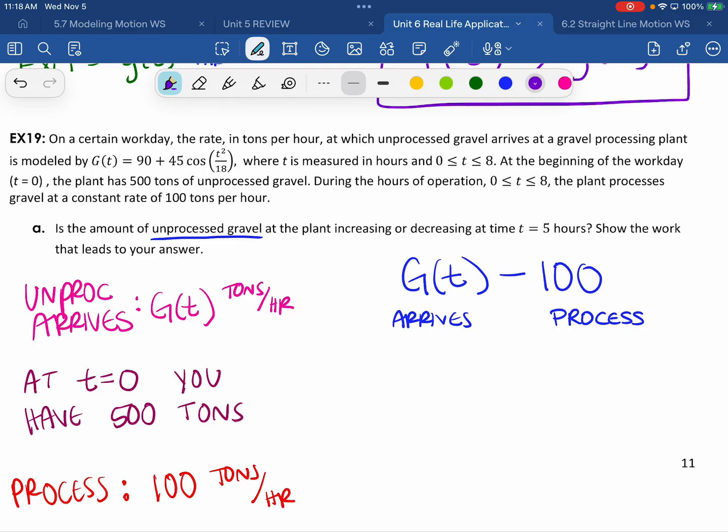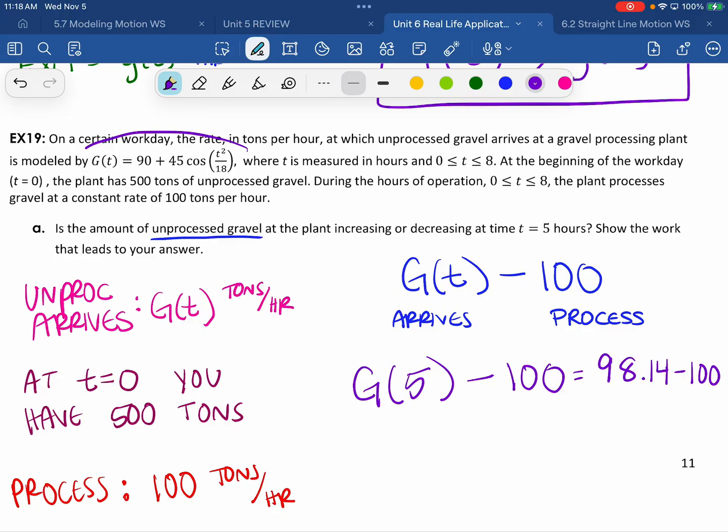So in my calculator, this is a calculator question too. So we're going to plug 5 into my function, which is going to give me 98.14, and then we're going to subtract 100 from it. In this, you just plugged 5 into that whole entire top line. Yes, so I plugged 5 into this guy right here.